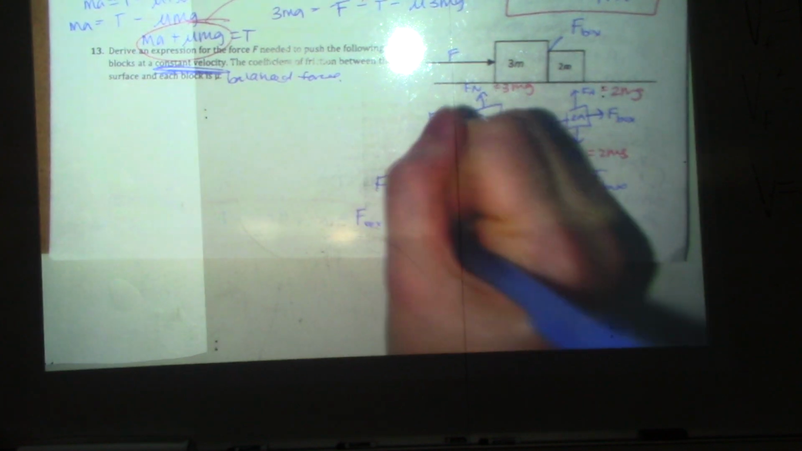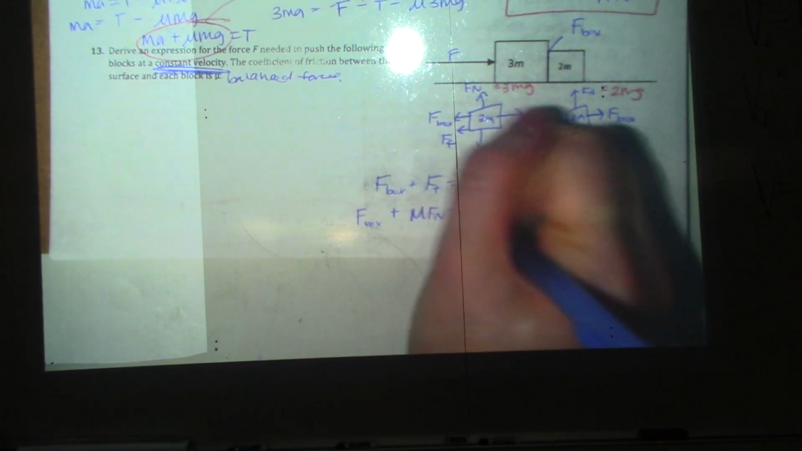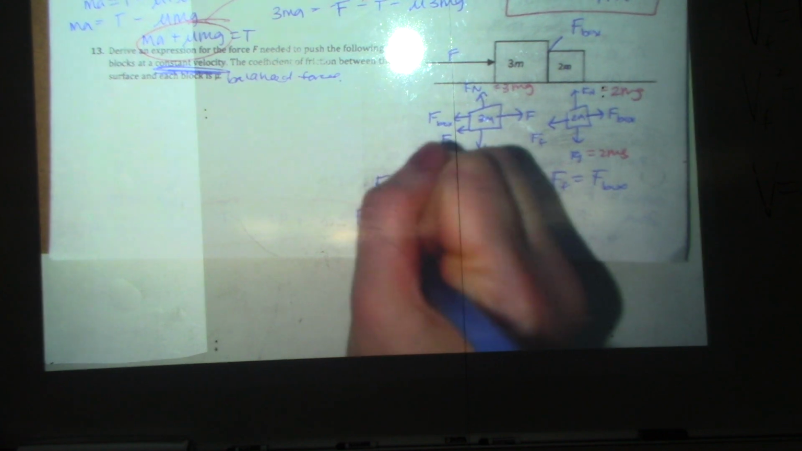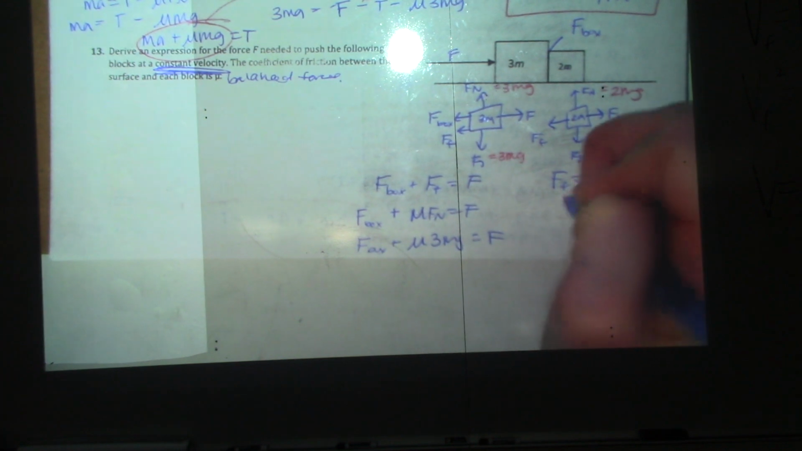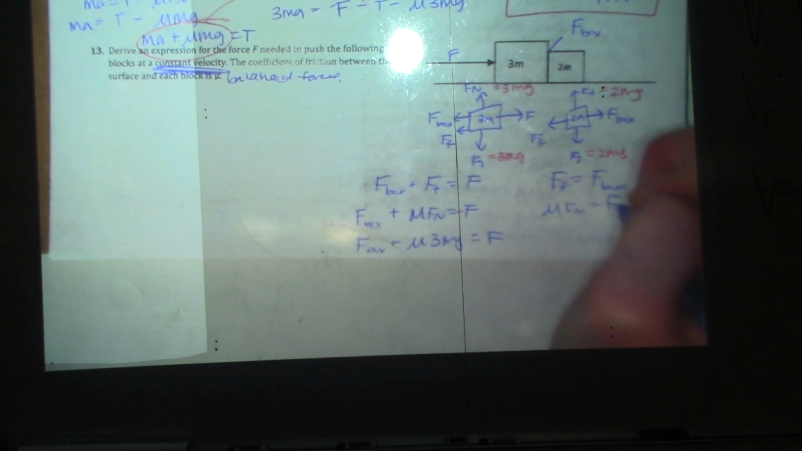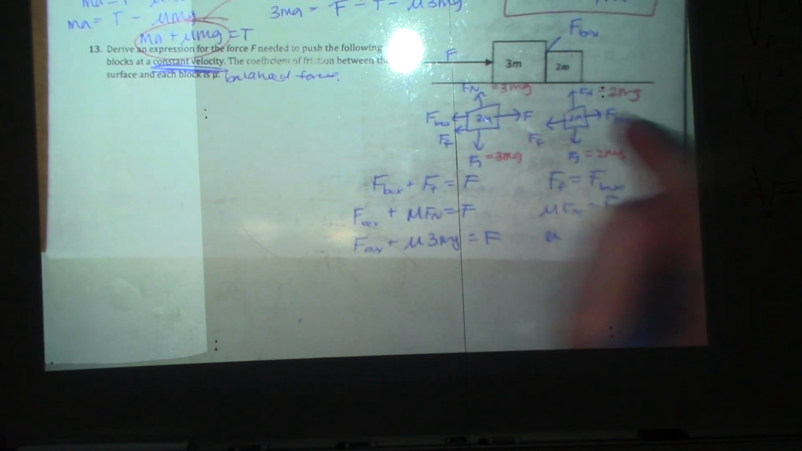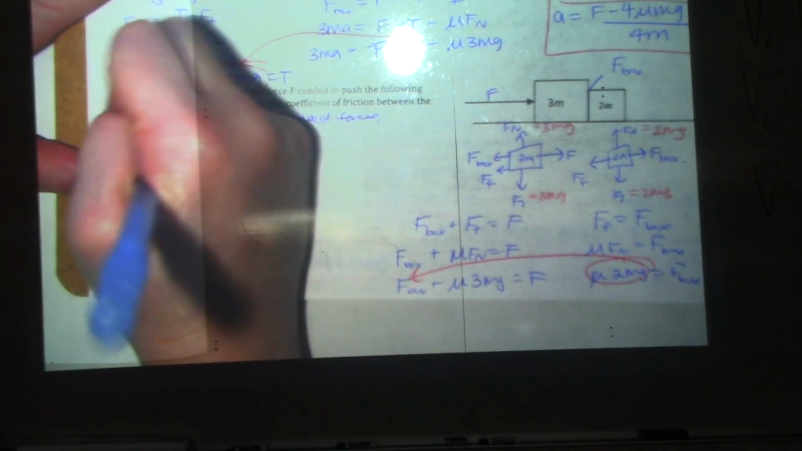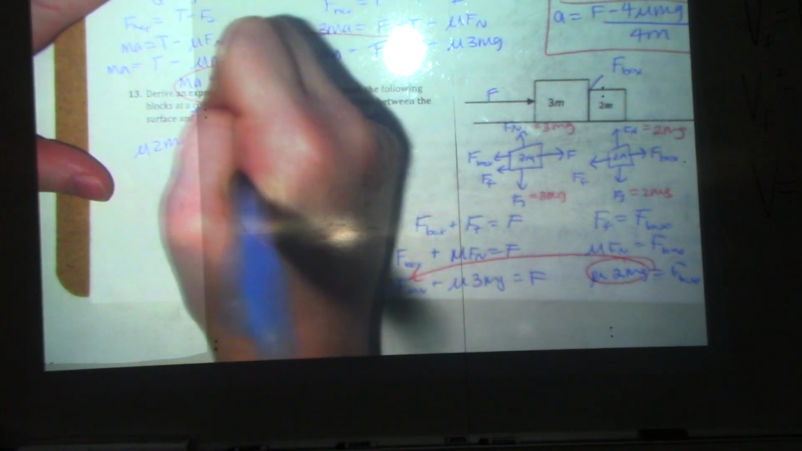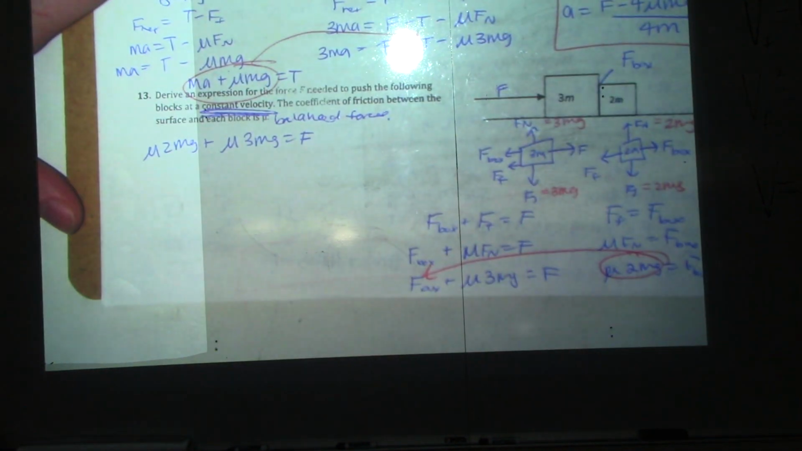So when I plug in F box, friction force is mu Fn. I'm plugging in F box plus mu Fn here is 3 mg to get force. And then here, my mu Fn to get my F box. Fn for this guy is 2 mg. So mu 2 mg equals F box. And then now that I have F box, you can substitute this in. So that's mu 2 mg plus mu 3 mg equals force. And then add them together, that's 5 mu mg is the force needed.